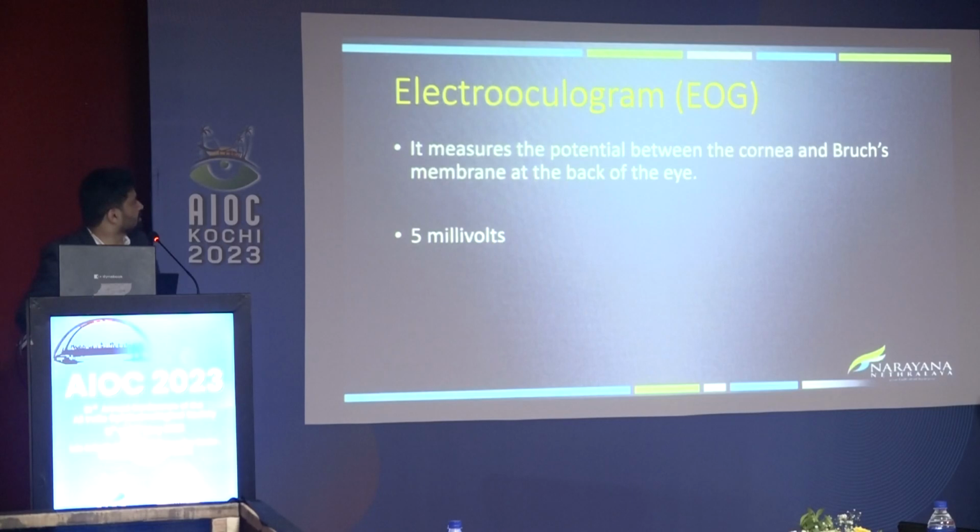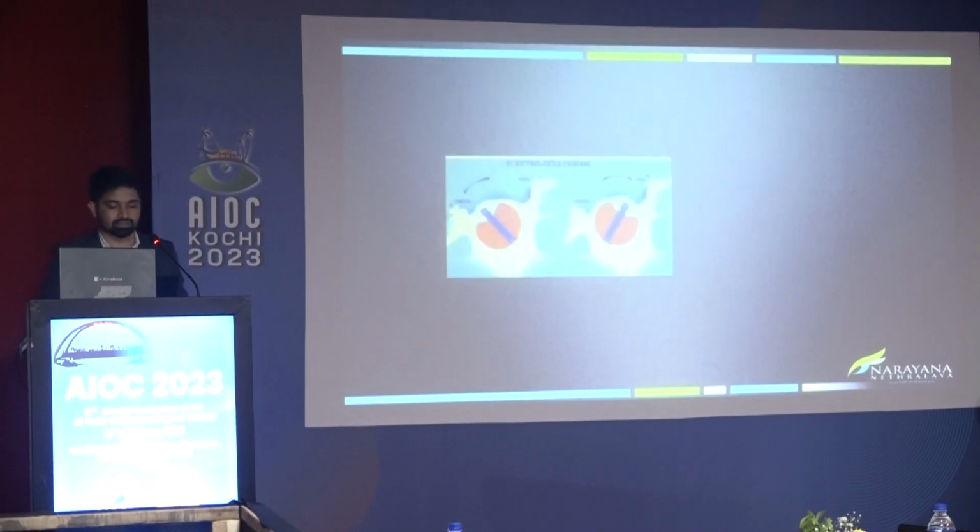Fine. So electrooculogram, basically it measures the potential difference between the cornea and the Bruch's membrane. Normally it's 5 millivolts, because the eye is a closed structure with so much electrical activity happening inside, because of which it will have some resting membrane potential. That's what we are measuring. That's what EOG is all about. So how do we do that?